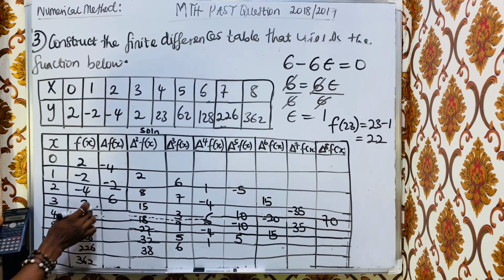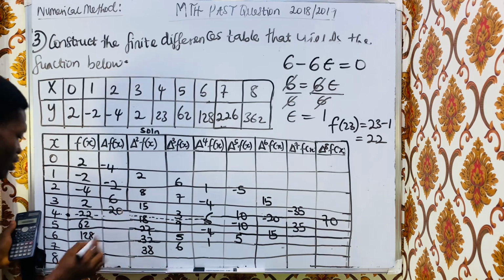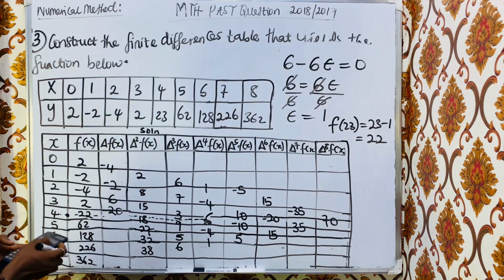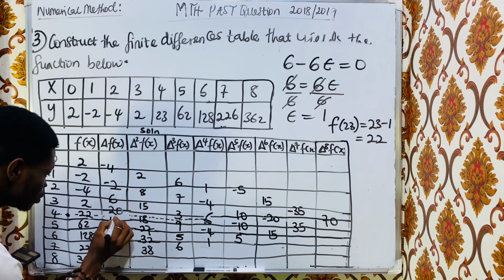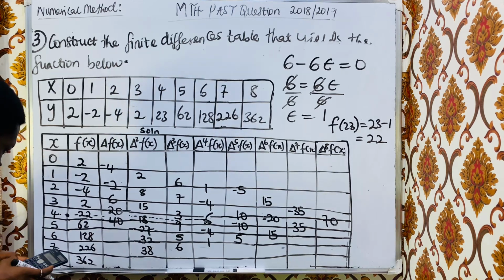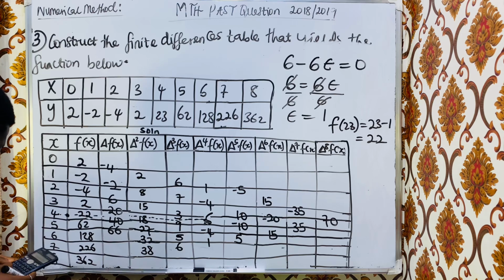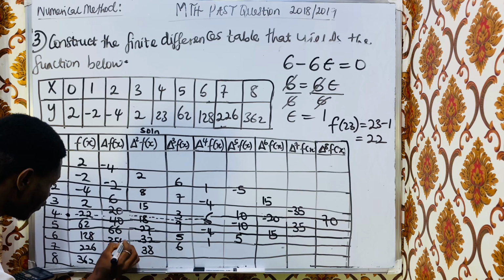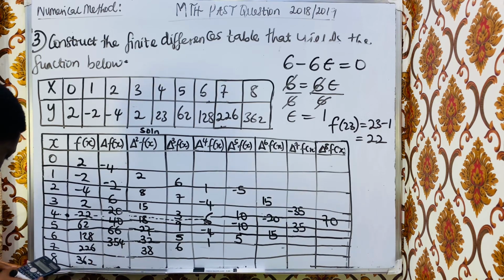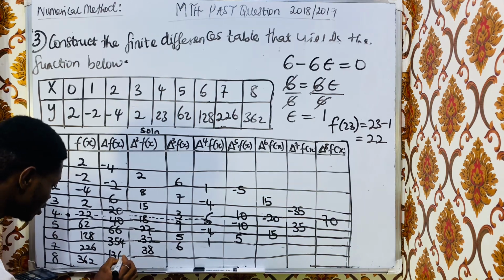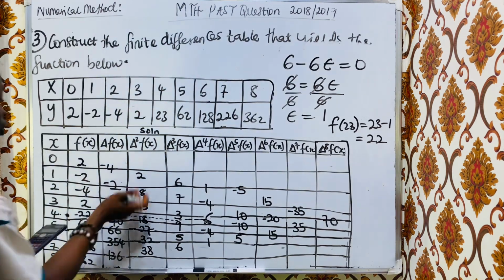So here, 22 minus these 2 will give us 20. Now 62 minus 22 will give us 40. So here is 40. Then 128 minus 62 will give us 66. Then 226 minus 128 will give us 98. Then 362 minus 226 will give us 136. So that's it. We start again.